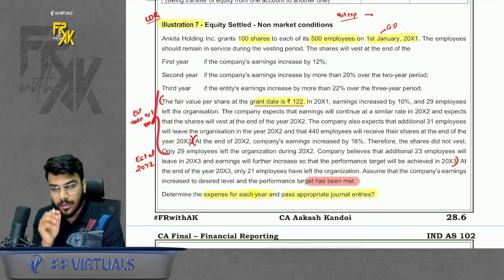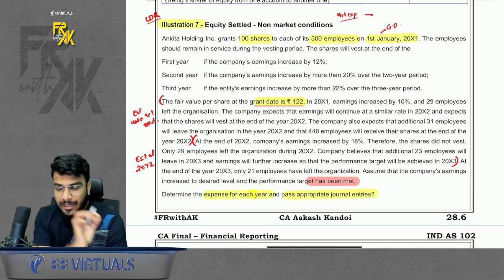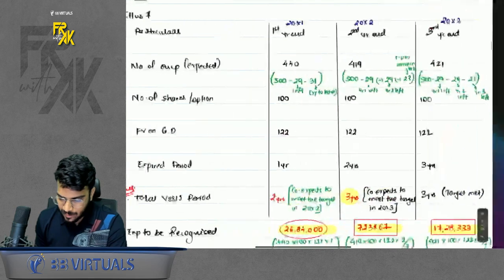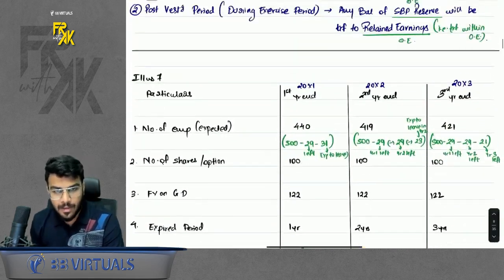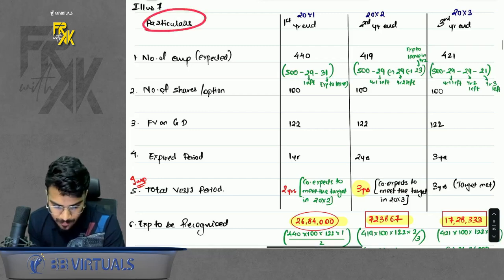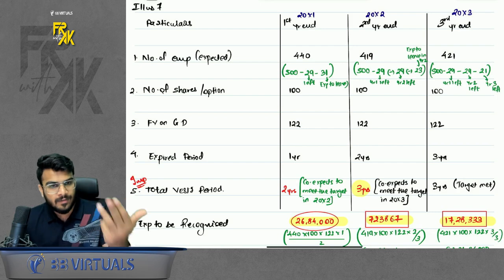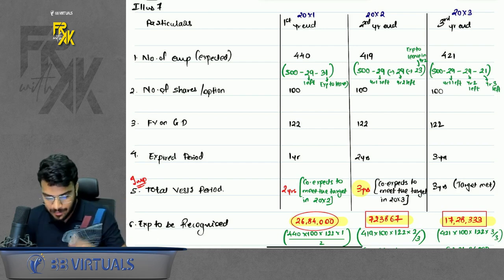But in this question, the vesting period from day one will never be 3 years. Now how to solve this? First of all, to solve this, we prepared a simple table. In this table, in the particular columns, just write each and every element of the formula: employees, shares, grant date fair value, expired period, total vesting period, and then you will get the expense.